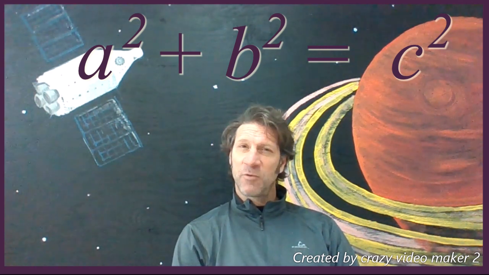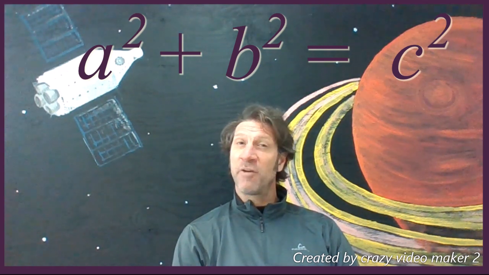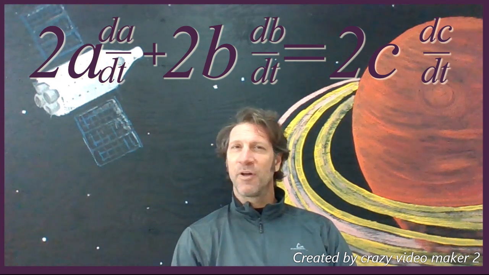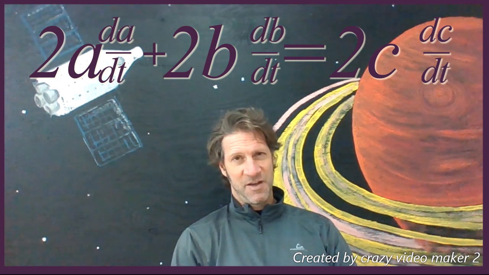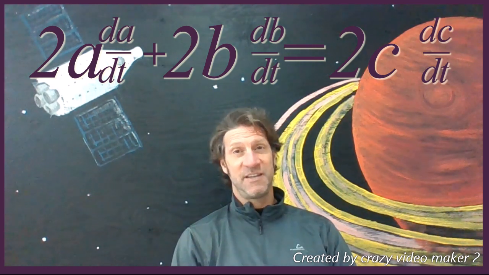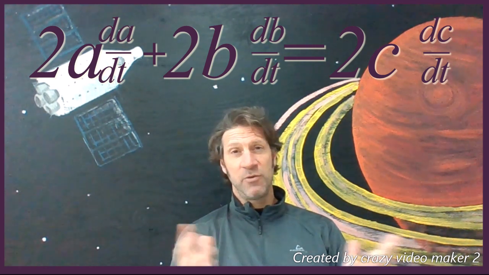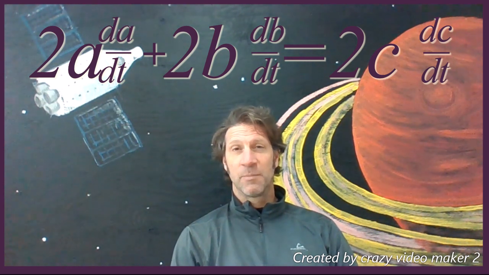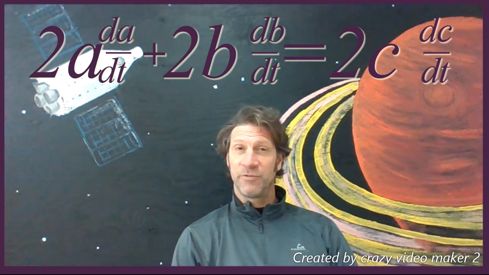So when we have a squared plus b squared equals c squared, when we differentiate that with respect to time, that 2 on the square term is going to come up front, and we're going to get 2a dA dt plus 2b dB dt equals 2c dC dt. Now there are three 2's in here. We can just cancel all those out, and we're left with a dA dt plus b dB dt equals c dC dt.